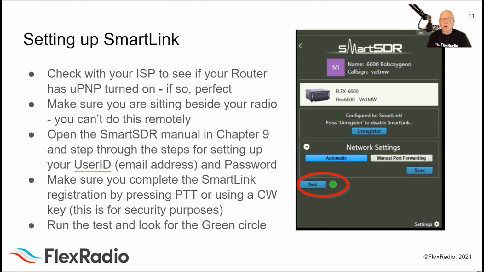So we're going to set up SmartLink. This is in Chapter 9 of the manual. You want to look at your router and make sure that universal plug and play is turned on. And if it's not, you can turn it on. There's probably a button that says Enable Universal Plug and Play. And if you can't find it, you'll have to Google how to do it. You may have to call your ISP.